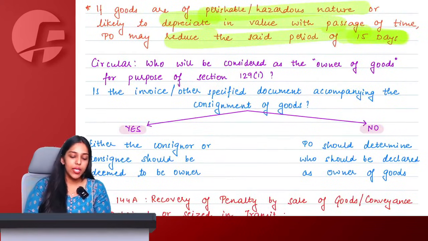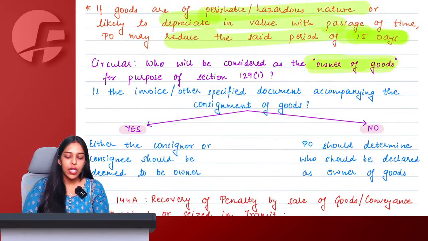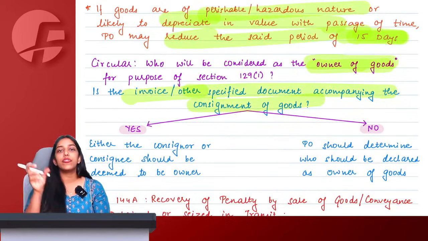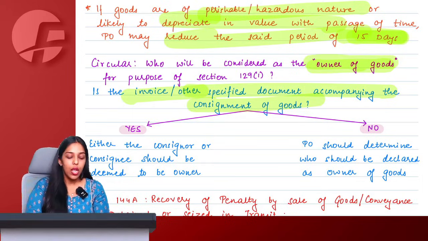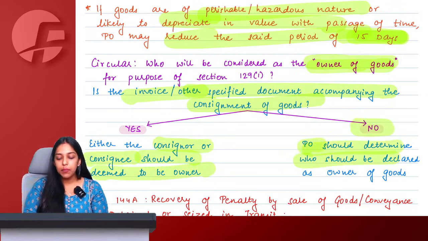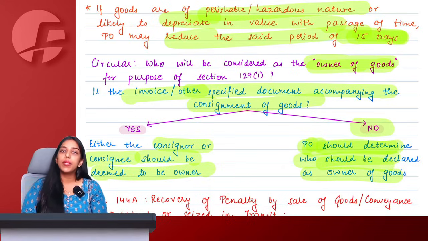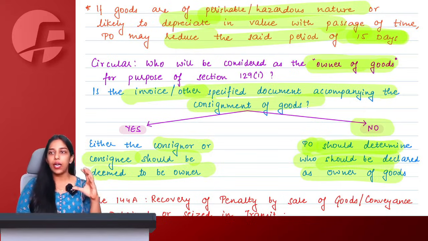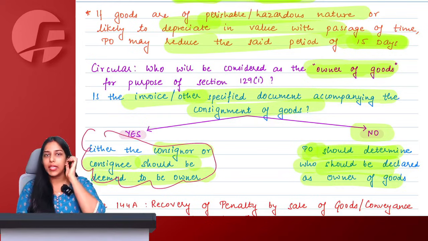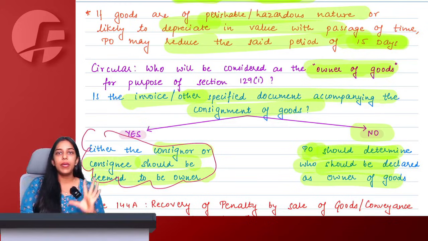Okay, ma'am. Now we are saying who will be considered as the owner of goods. If there is an invoice or other document accompanying the goods, then the person whose name is written on the invoice is going to be the owner. So either the consignor or consignee should be deemed to be the owner. But if no name is written, then the proper officer is going to determine who will be the owner of the goods. So if we have any document, any invoice, anything accompanying the goods that are in transit, then whatever name is on the invoice, could be consignor, could be consignee, anything, will be deemed as the owner.